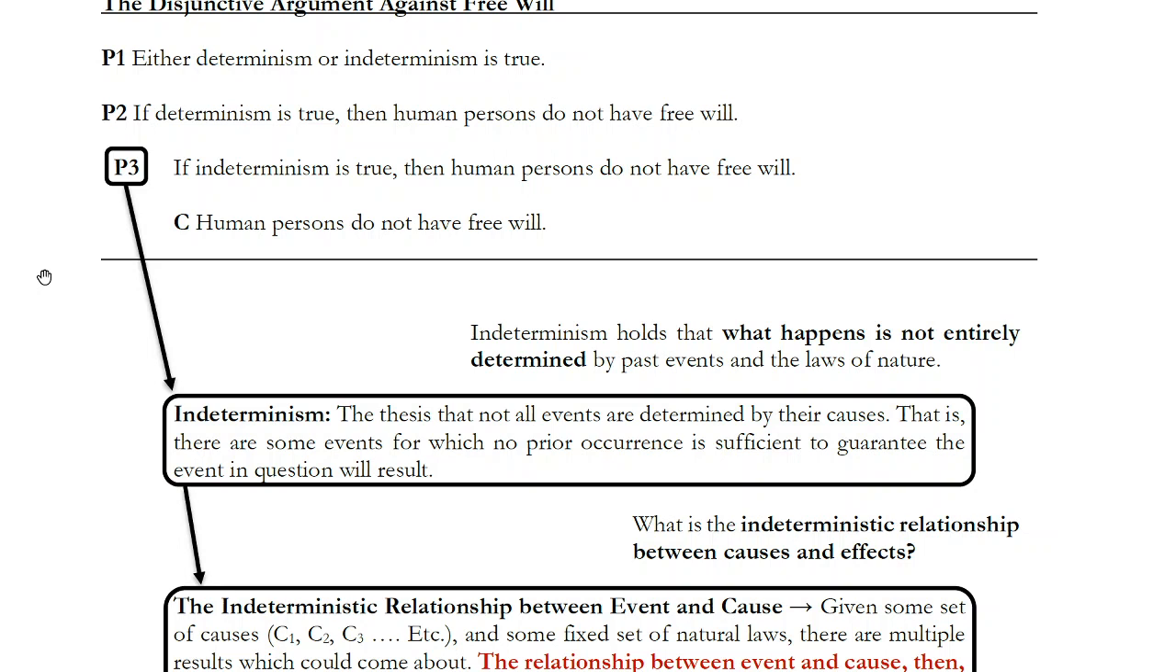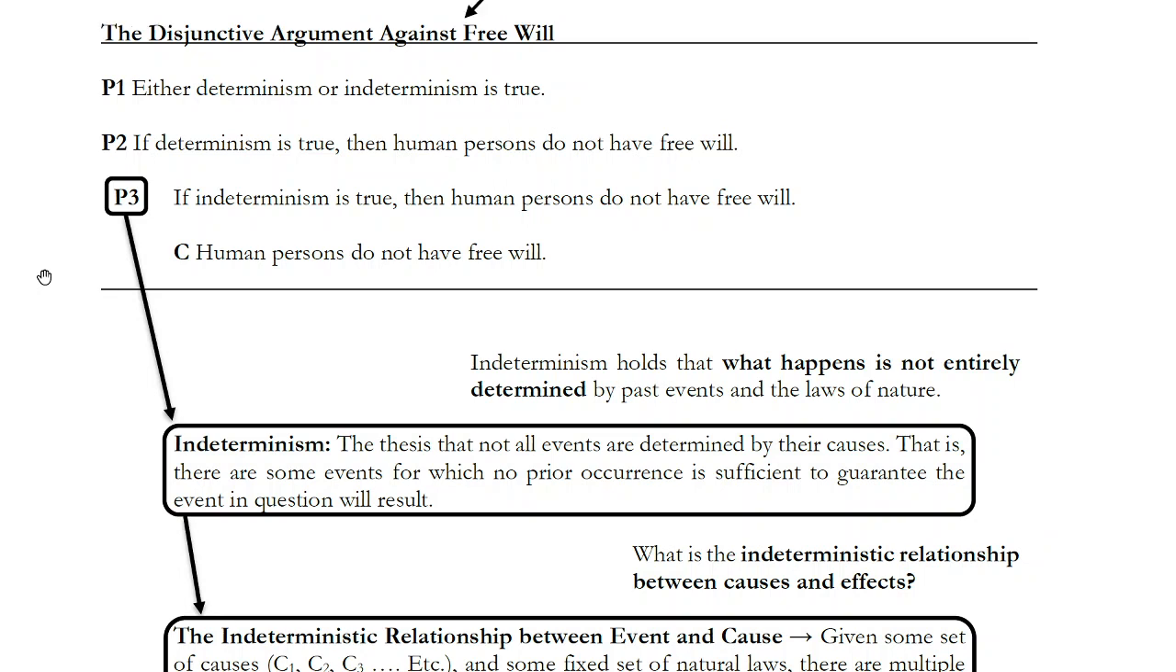So first, P1: there are two ways the universe can be set up. There are two ways that events could occur in the universe. Either determinism could be true, or indeterminism could be true. You'll recall from our previous video that we said determinism is the idea that every single event, every single thing that happens in the universe is caused and necessitated by two things. First, the laws of nature, the way the universe is set up, and second, what happened in the past.